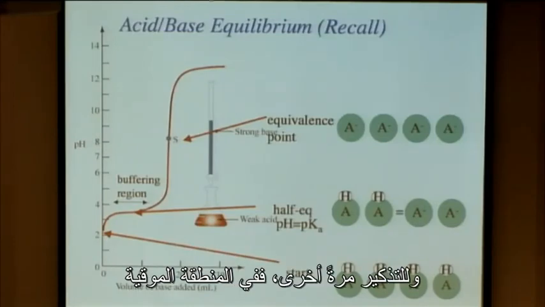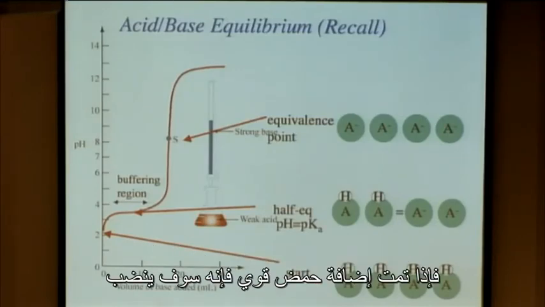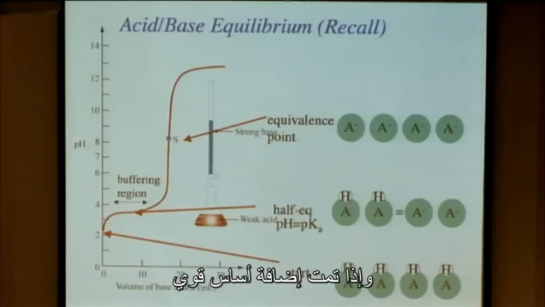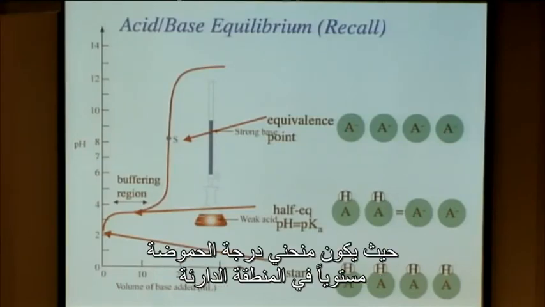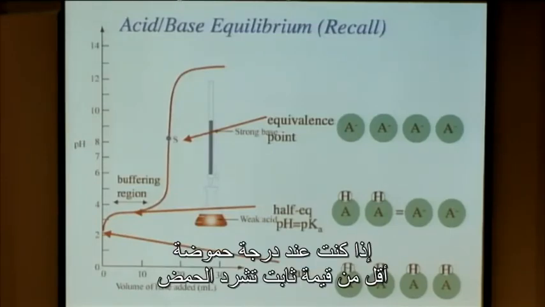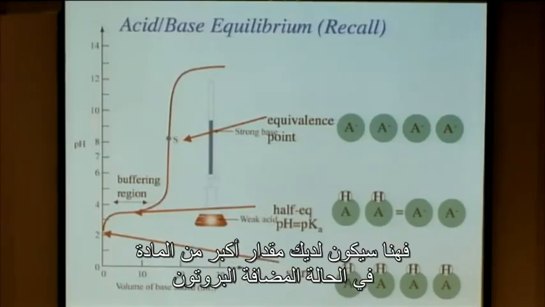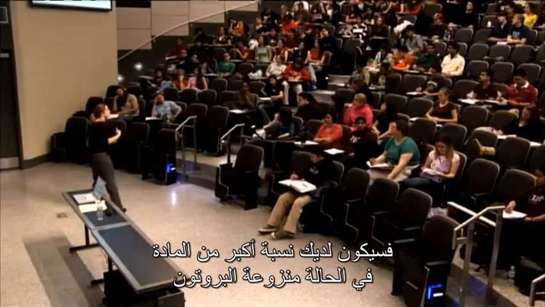Again, in a buffering region, you have quite a bit of weak acid and quite a bit of conjugate base, so it can buffer. If strong acid is added, it can be used up. If strong base is added, it can be used up without changing the pH very much. So that's a buffer, and the pH curve is flat in that buffering region. And when you think about this, at pHs below the pKa you're going to be more protonated, and at pHs above the pKa you'll be more deprotonated.